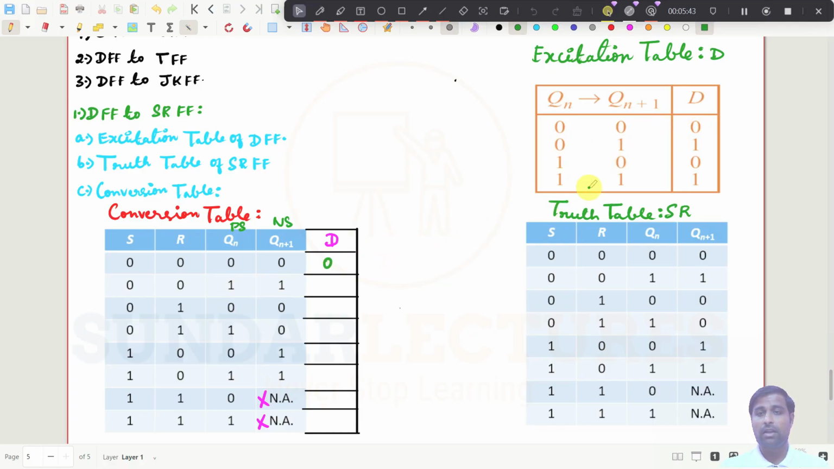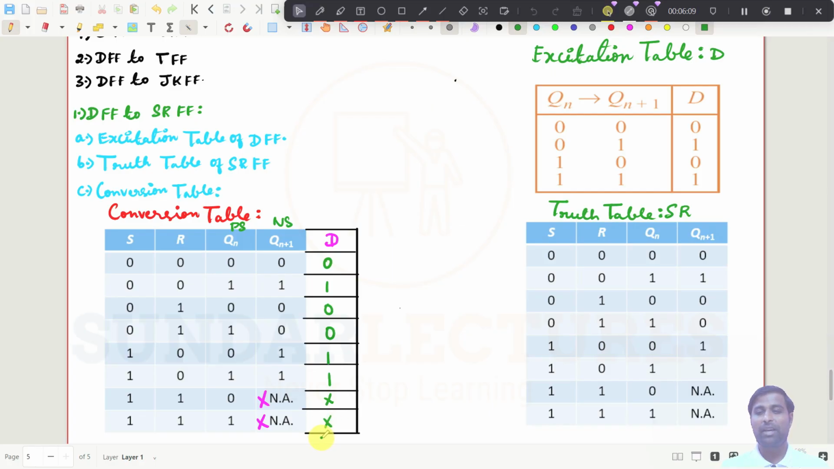If it is 1, 1, then it should be 1. If it is again 0, 0, it is 0. If it is 1, 0, then it should be 0. If it is 0, 1, it should be 1. If it is 1, 1, it should be 1. And you see here, in this case, it is a don't care condition. So if it is a don't care condition, you can also have a don't care here.